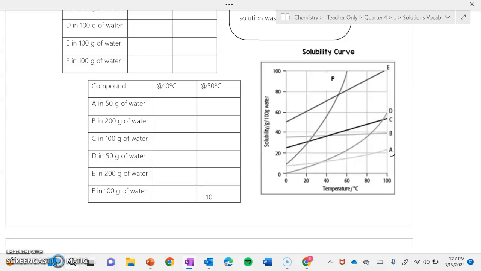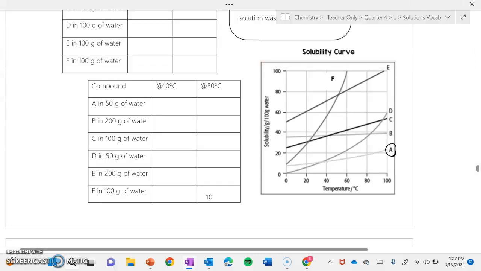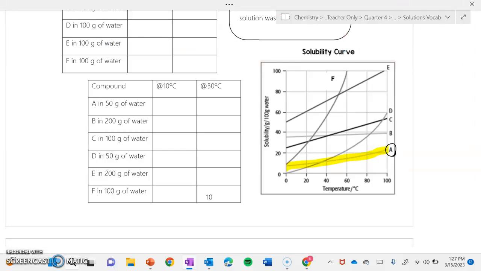And for solute A, I'm just going to trace its graph. Actually, I'm going to use a different color so that you can see it a little bit more clearly. So this is going to be a yellow highlighter on my solute A line. And for solute A, if I were to be at, let's say, 40 degrees Celsius, that would be on this part of the line. And let's say I dissolved here under the curve. That looks like it's about 5 grams.